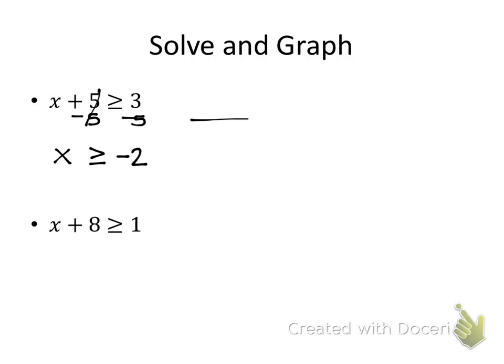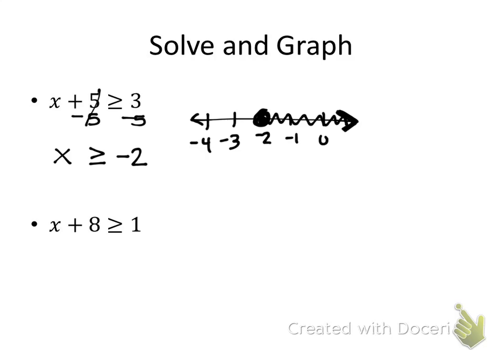Okay, let's graph this on a number line. Got negative 2. And remember, I always want to go smallest to biggest. I'm going to have a closed circle because it's greater than or equal to, and x is every number bigger than negative 2. So which way is that? It is this direction here.